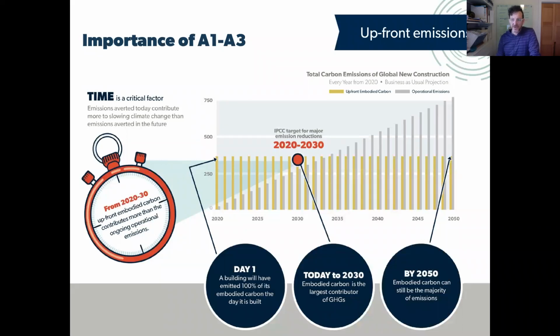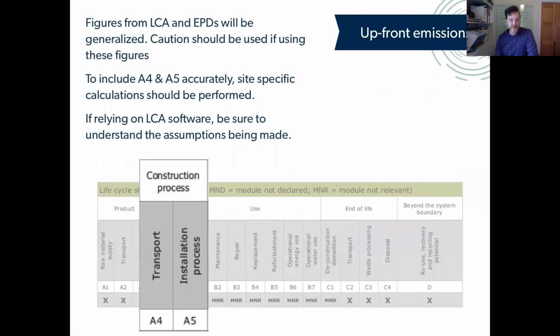And then also to acknowledge that, by 2050, so even 30 years out from now, for a lot of building types, the embodied emissions will be at least half, sometimes more than half, sometimes still less, much more than half of the total carbon footprint of that building. So that's why my focus is really on this A1 to A3 category.